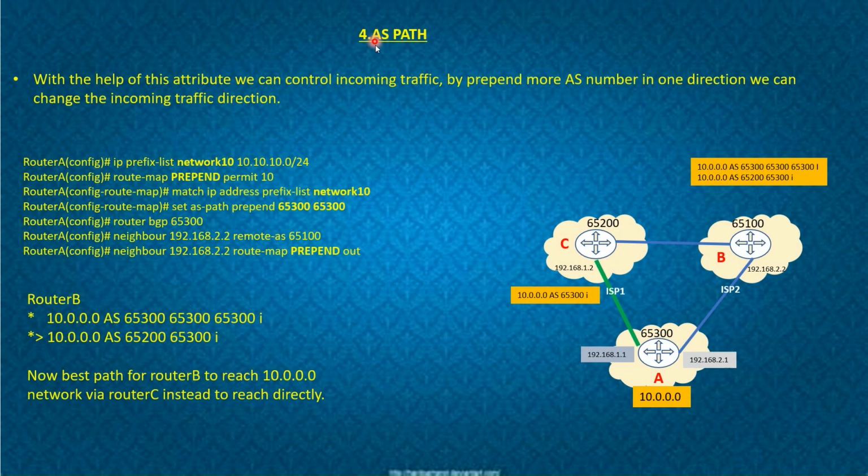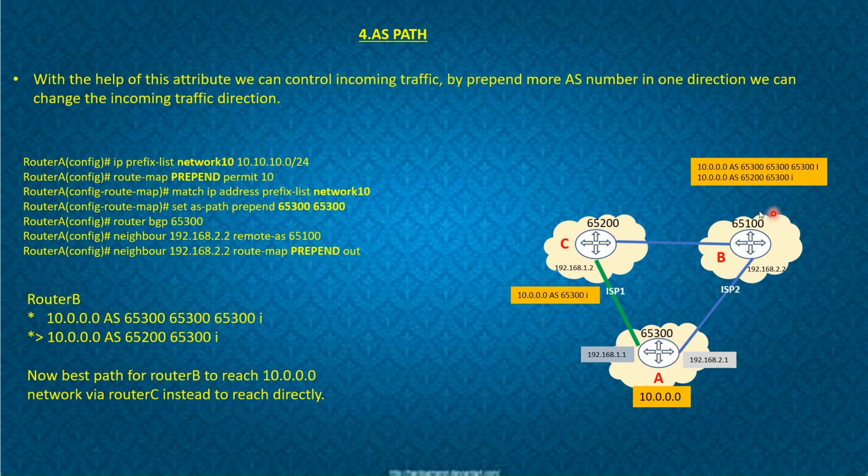This attribute also helps to control our incoming traffic. So we can manipulate our incoming traffic. For example, I have my organization here, and suppose I am running one data center, and inside the data center there is one server with that 10 network. My organization's requirement is that all the public traffic accessing my server should come via ISP1, not from ISP2.